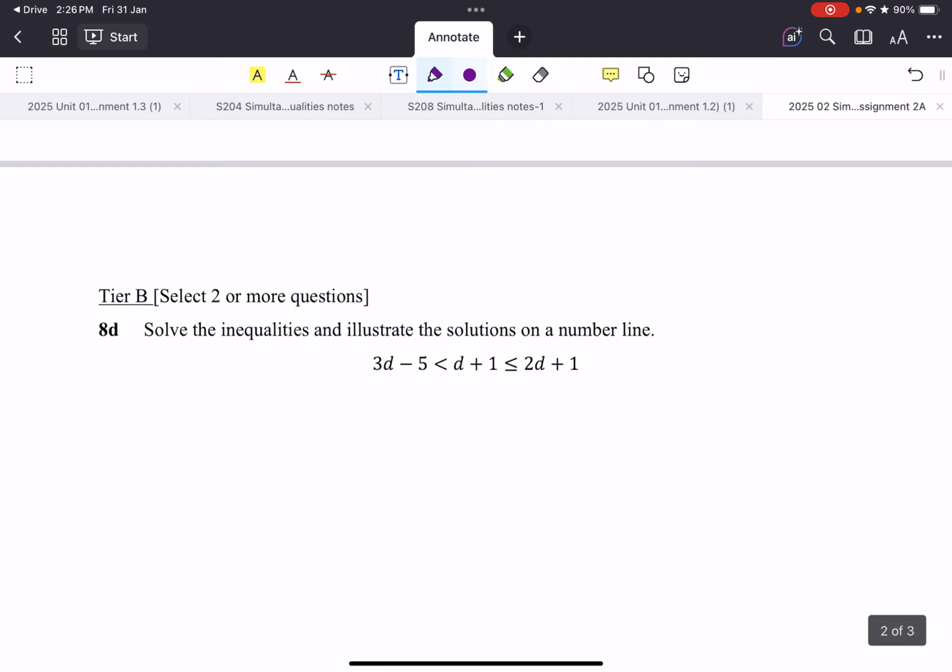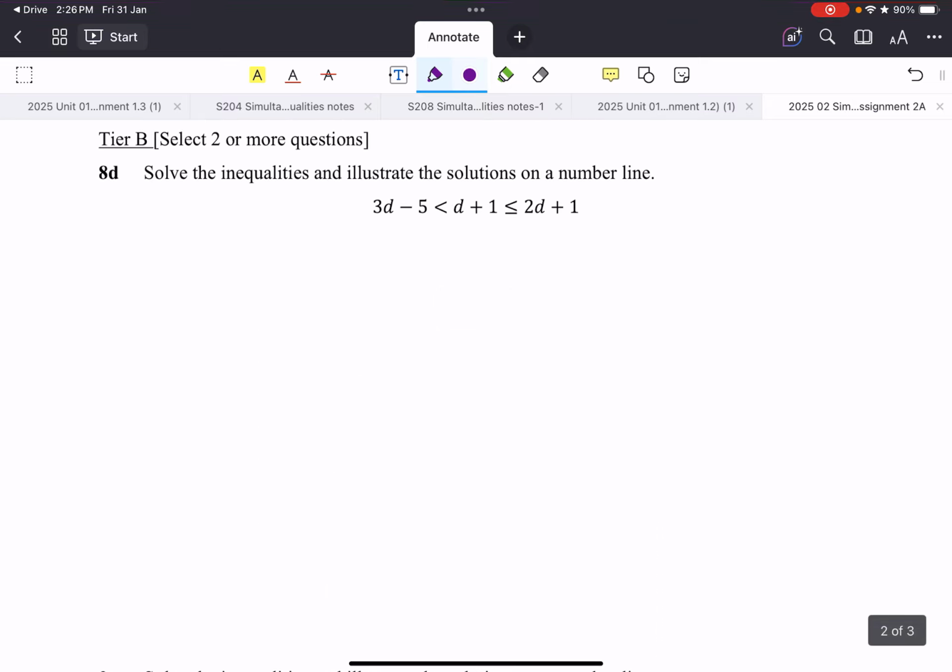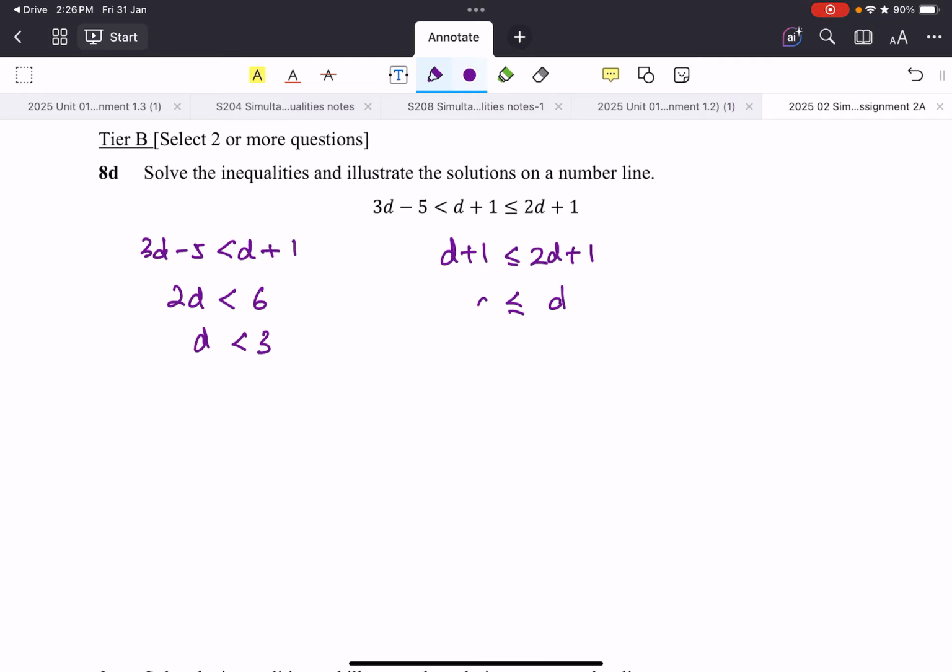Okay, moving on. Next one: solve the inequality and again illustrate this. We start with 3D minus 5 is less than D plus 1, so 2D is less than 6, and D is less than 3. On the other side, D plus 1 is less than or equal to 2D plus 1. That means D is greater than or equal to 0.